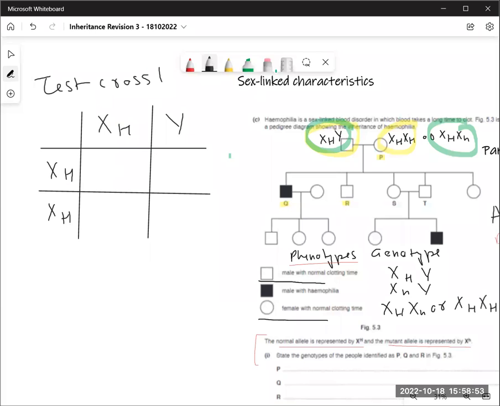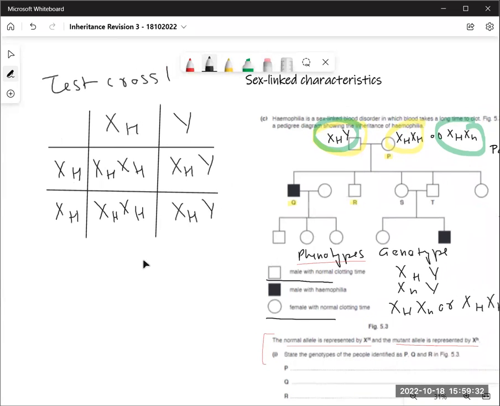Now tell me the products, Zahra. X capital H, X capital H. And then X capital H and Y. Now Luna, next one. X capital H, and then Diana, last one. X capital H Y. Now that's what we have.